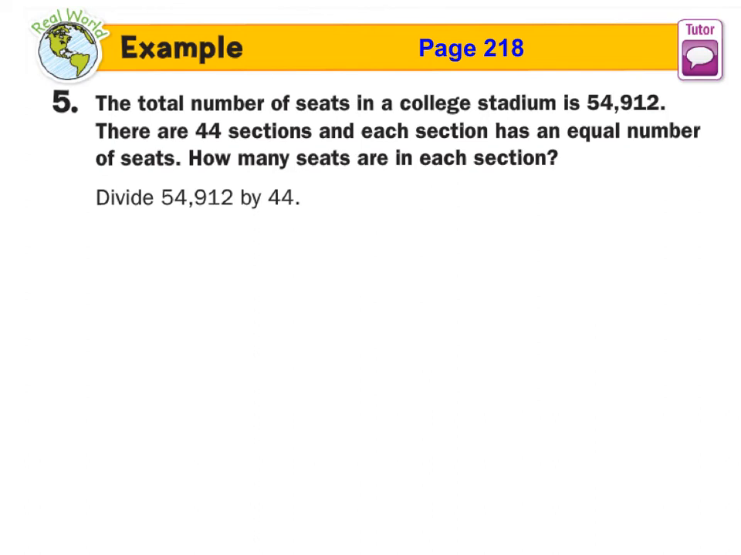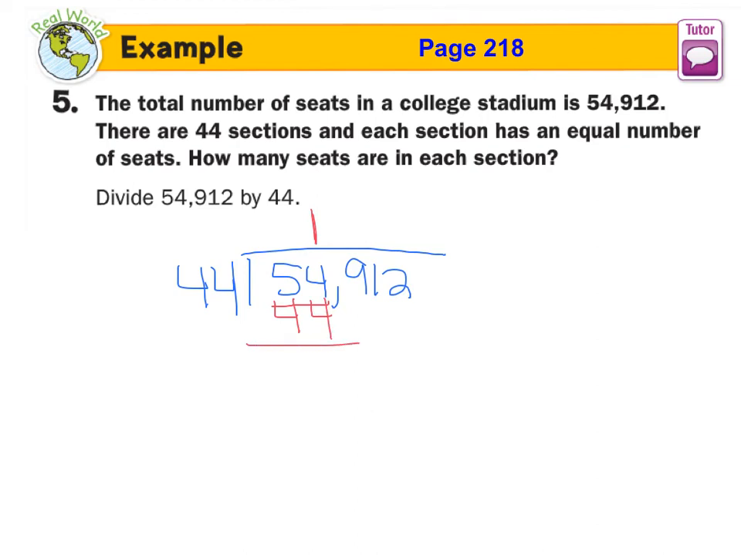We're going to start by rewriting the problem where we take the dividend, 54,912, and put it inside the division symbol. The divisor, 44, goes on the outside of the division symbol. Then we go through those steps. Divide, multiply, subtract, bring down. So 44 does not go into 5, but it does go into 54 just one time. Multiply, 1 times 44. Subtract, I get 10. So I'm going to bring down the 9.